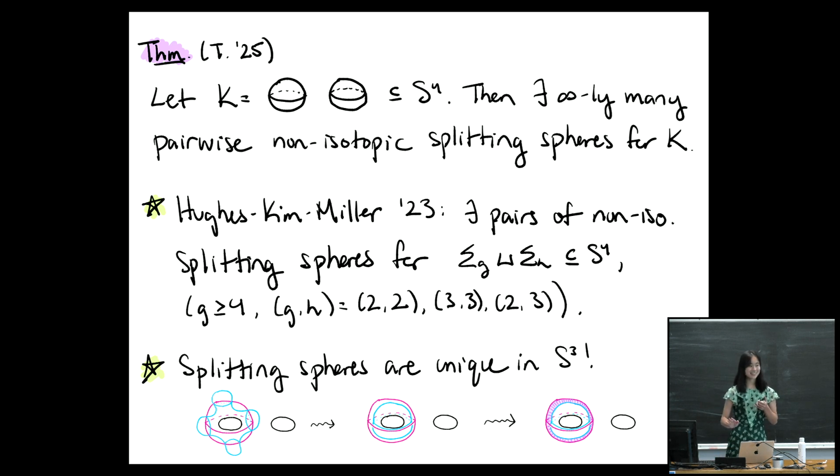Okay, so that's the theorem. Yes? Oh, everything is smooth. Yeah, let's say smooth. Yeah, thank you.